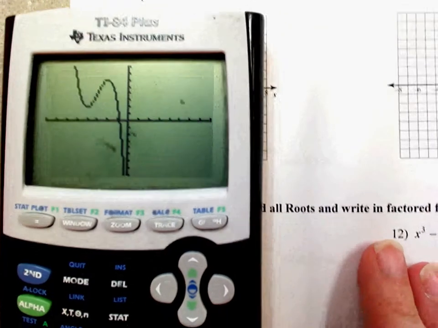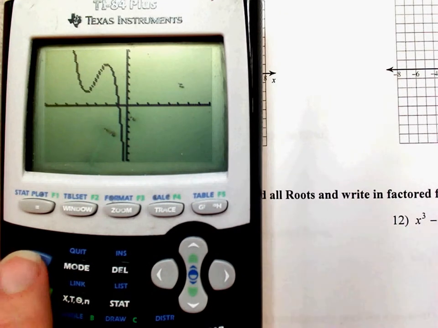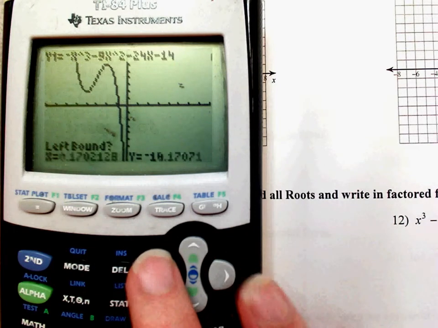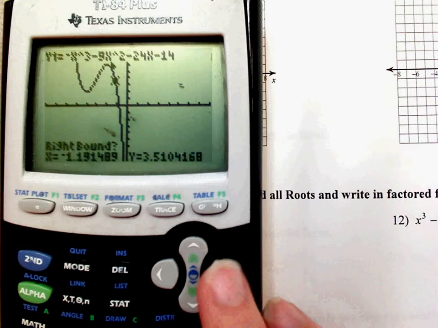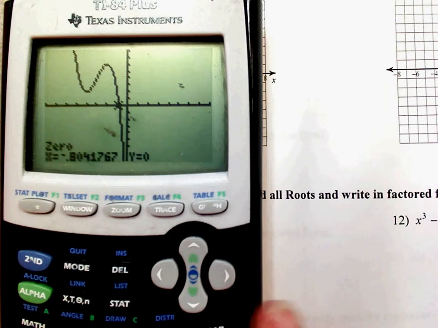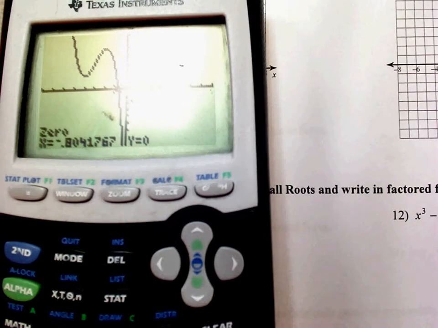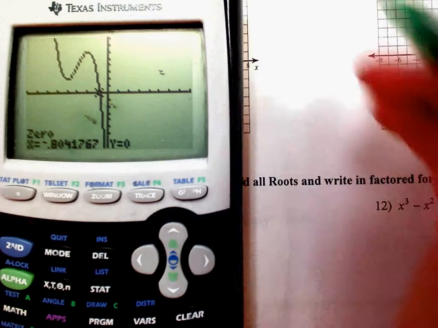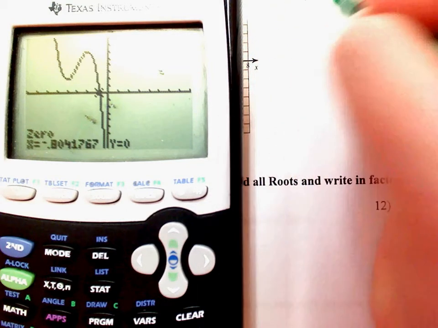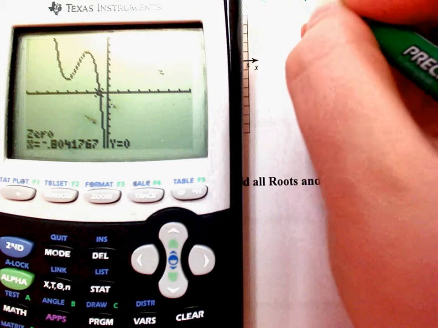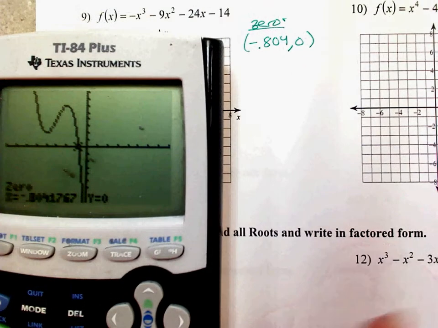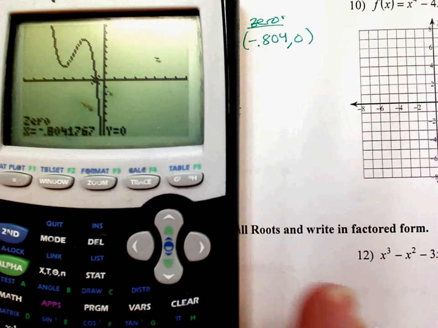So how do you find a 0? To the left and to the right of it? Left, right, and there's my 0. Negative 0.804. Okay, negative 0.804, comma, 0. That's my 0, and then I'm going to write down my what, or find my what? Max and min.